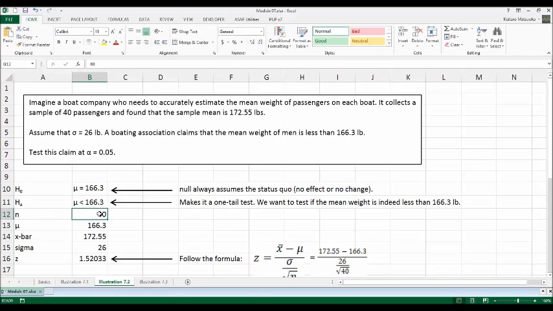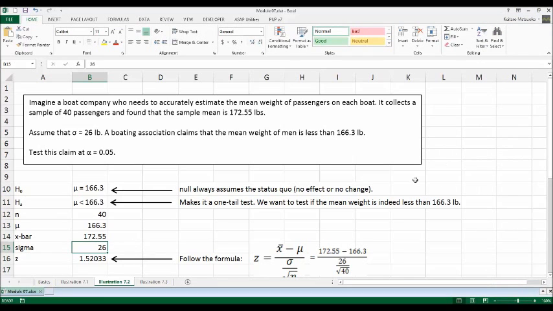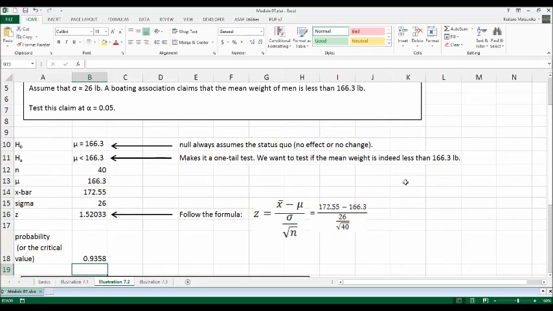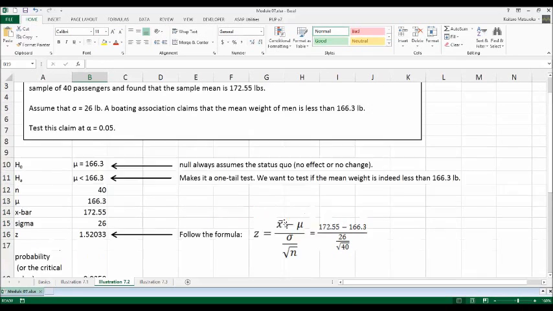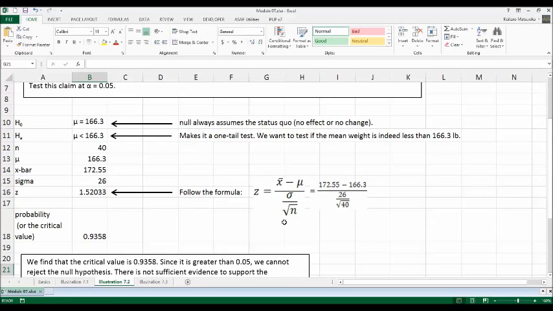So n is 40, the mu is 166.3. The sample mean, x bar, is going to be 172.55 pounds. And the sigma is given to you. So from the lecture notes, you know that to figure out the z for the hypothesis test for the means, the formula says x bar minus mu divided by sigma divided by square root of n. So these are the numbers I'm using, and that's what I did in this cell.